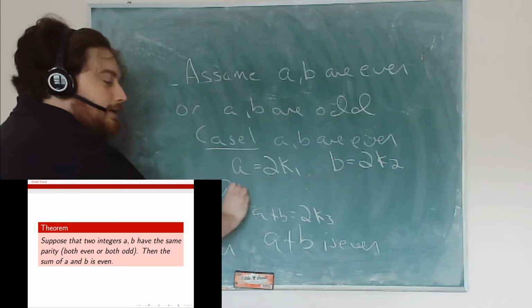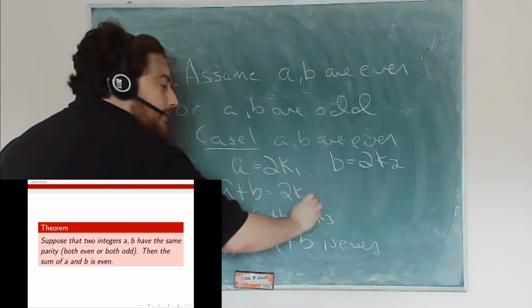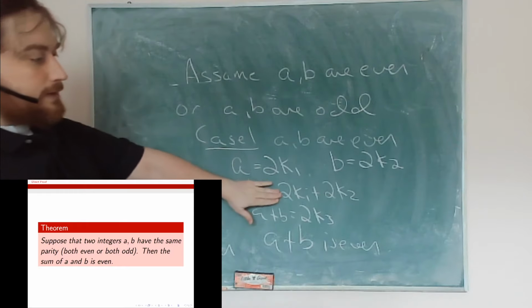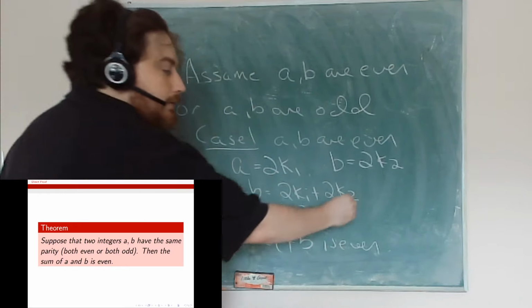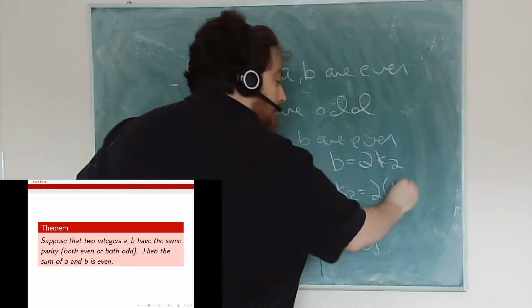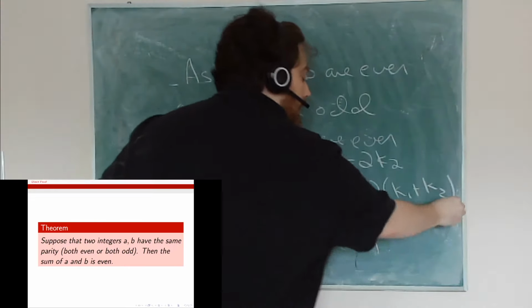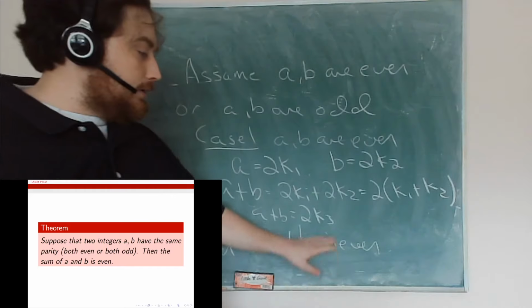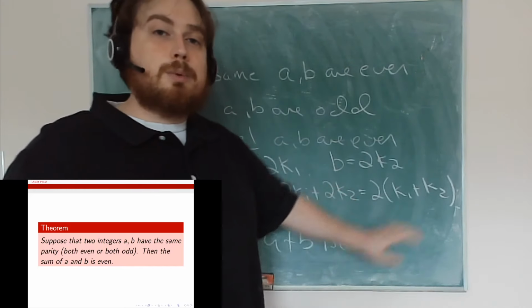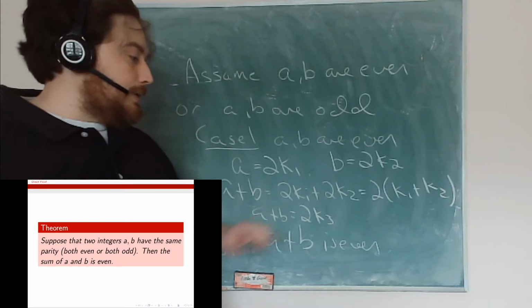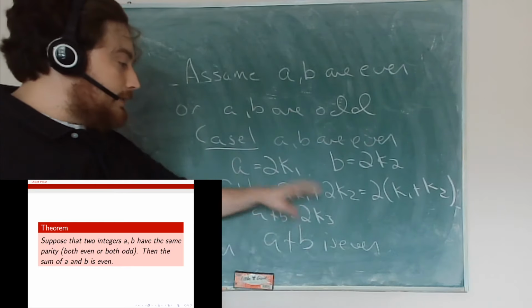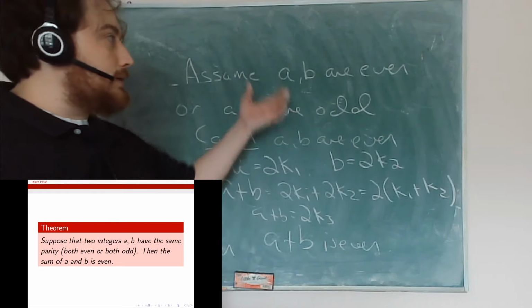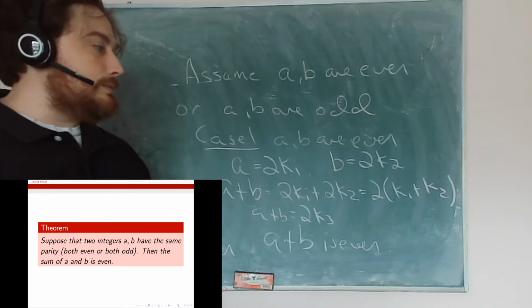All right, so I get A plus B is 2k1 plus 2k2. I'm starting with A plus B, and I'm just going to substitute this in. But notice that I can factor out a 2, and I get 2 times k1 plus k2. So what I would do here is notice that k1 plus k2 is an integer, so we're just going to define k3 equals k1 plus k2. So we get A plus B is indeed equal to 2k3 for some integer k3, so therefore A plus B is indeed even. And so that's case 1 of the proof.